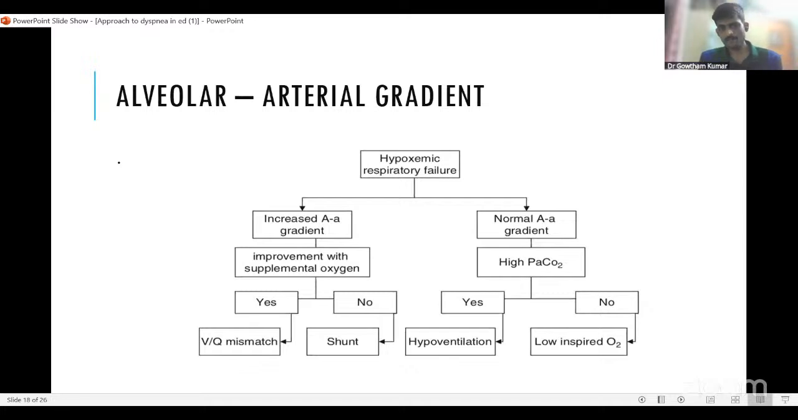The AA gradient will help if someone has hypoxia; it can narrow the diagnosis. Do an ABG, check for the AA gradient. If the AA gradient is increased, then give oxygen. If O2 improves, then it is absolutely VQ mismatch. If it does not improve, then it is shunting. Next, if the AA gradient is normal and the patient has high carbon dioxide, then it is hypoventilation. If CO2 is normal, then it is high altitude, low inspired O2.